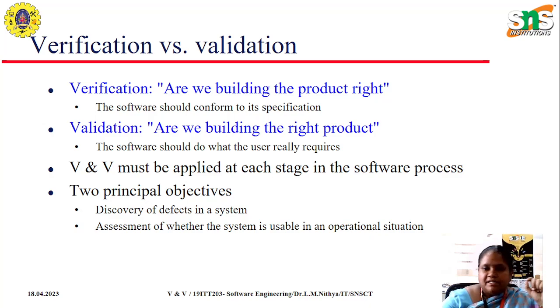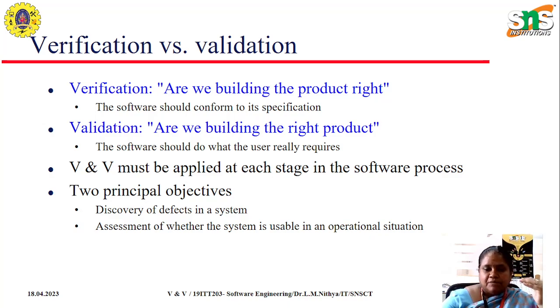So are we building the product right? It means that there are some standards or a document which is checked and accordingly the document is built. The software should conform to its specification. That is nothing but your SRS. Validation is are we building the right product? That is the product which is really wanted by the customer. The software should do what the user really requires. That is validation.